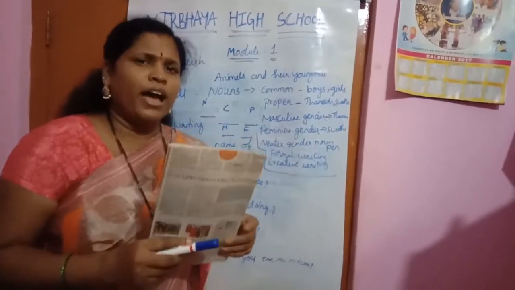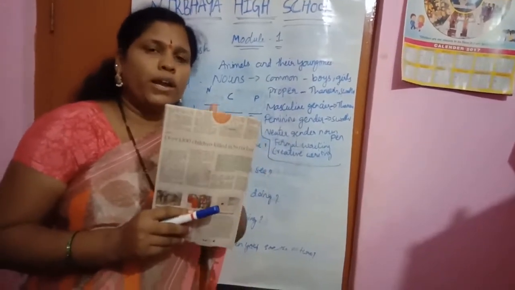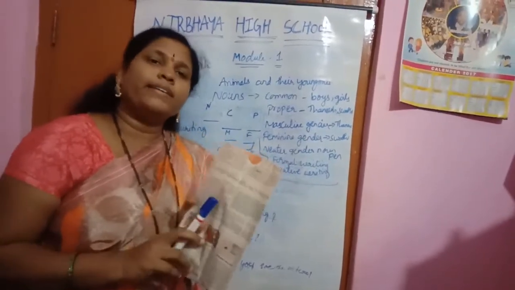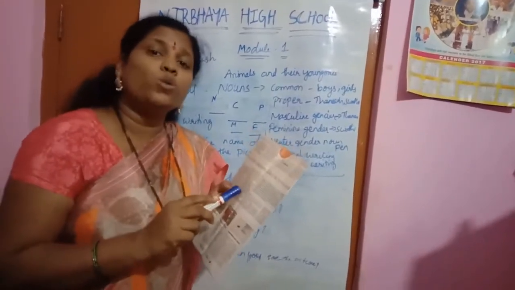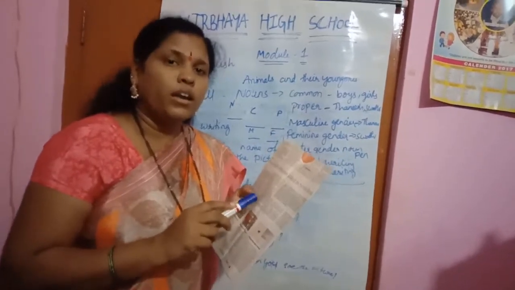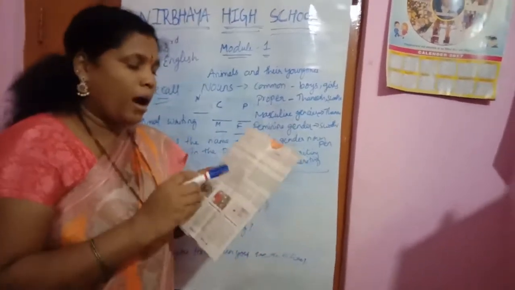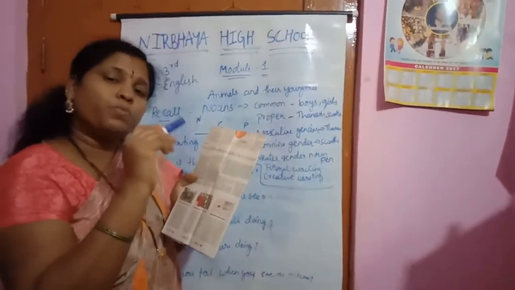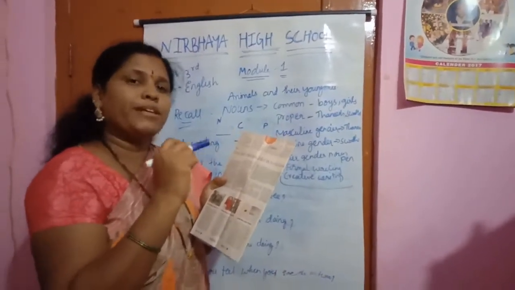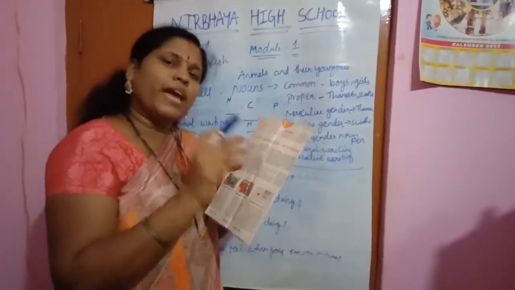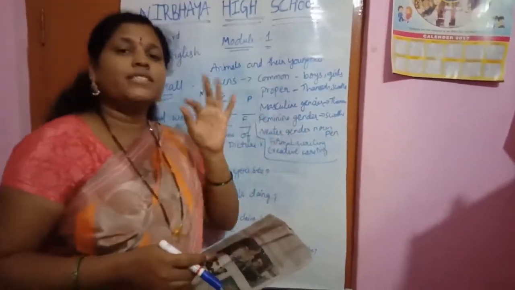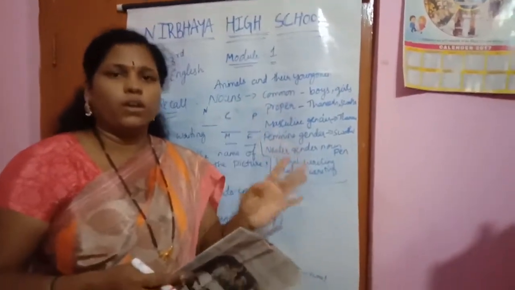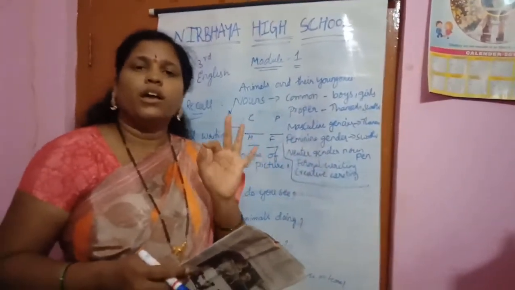Yes, children, I hope everyone will do this. Take out your newspaper, or any textbook, and underline the nouns. Common means C, proper means P, feminine means F, masculine means M, neuter means N. Like this you should write the first letter of the noun. You should underline the nouns in the newspaper.